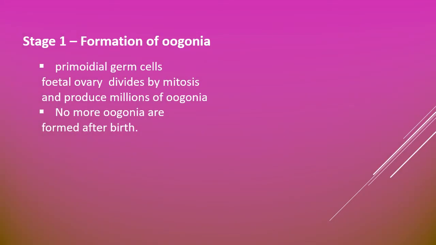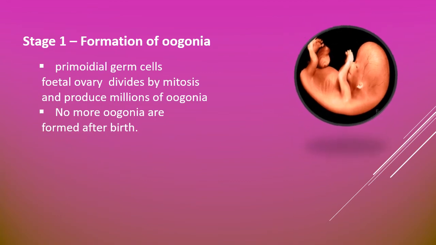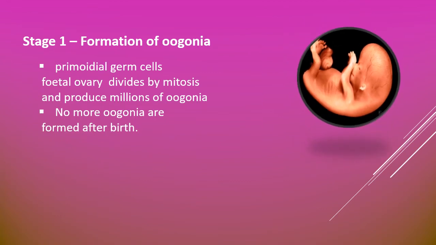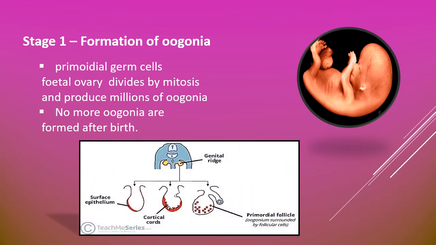The first stage in oogenesis is the formation of oogonia. Oogenesis starts in the embryo at the 7th week of gestation or pregnancy. At that time, the primordial germ cells or undifferentiated stem cells from the epiblast of the embryo move towards the newly formed ovary, divide by mitosis, and form millions of oogonia. Oogonia is otherwise called egg mother cells. These oogonia are diploid in nature.